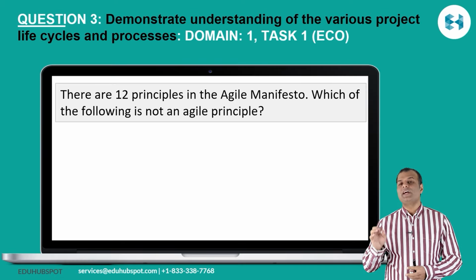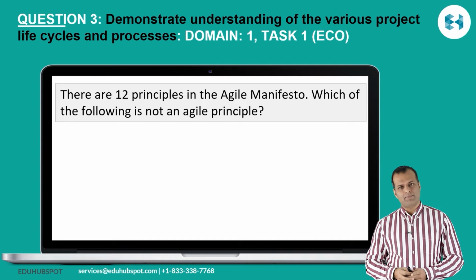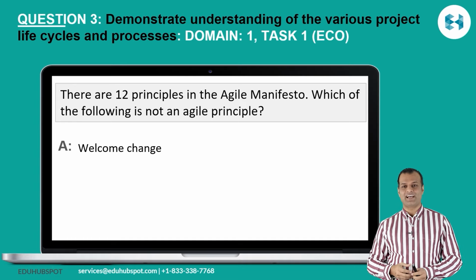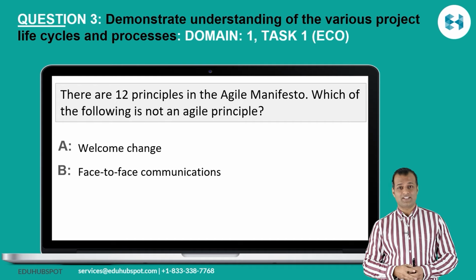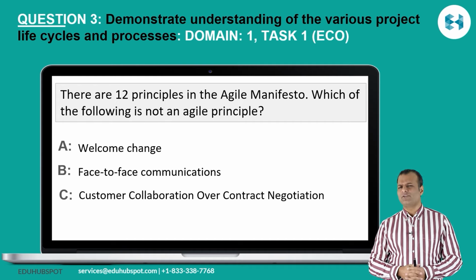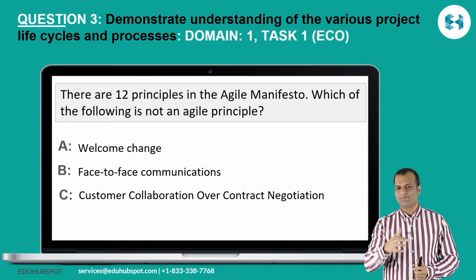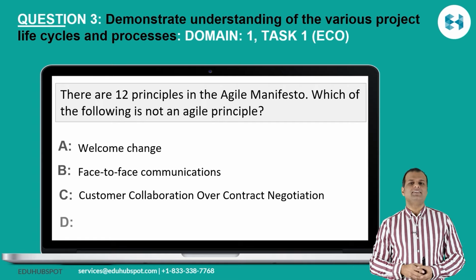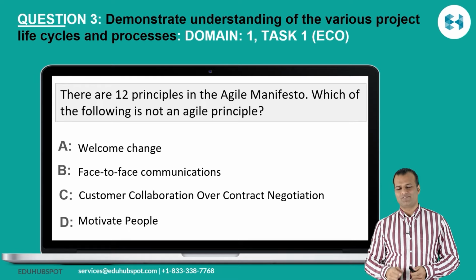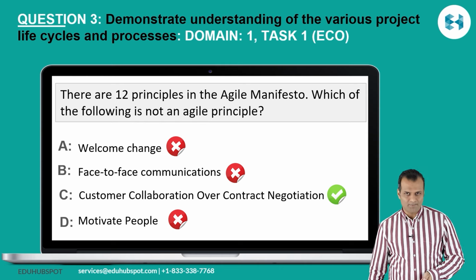Question number 3. There are 12 principles in the Agile Manifesto. Which of the following is not an Agile principle? A, welcome change. I think that's one of the principles for Agile. Yes. Face-to-face communication. Yes, that's also another principle for Agile. Third, customer collaboration over contract negotiation. That's not a principle. Instead, it's actually one of the core values. So I think the answer is C, but let's just read option D as well. D is motivate people. You need to make sure your team is motivated. So that's also one of the principles. So the correct answer is option C, which is a core value and not a principle.